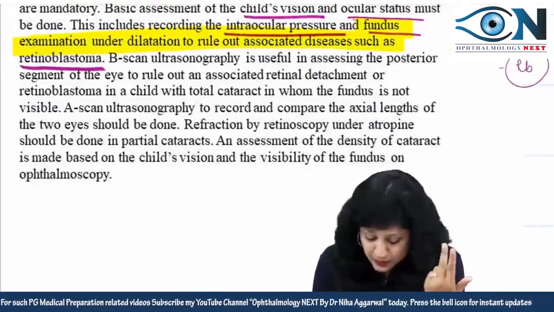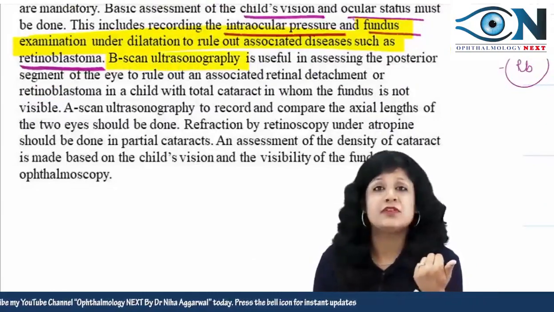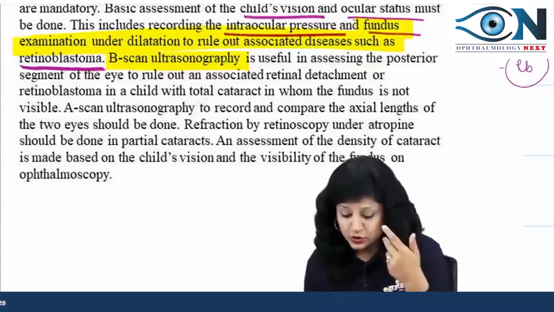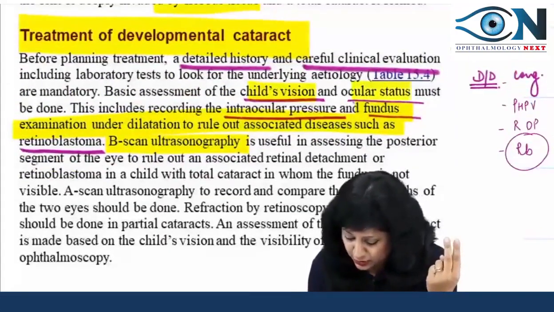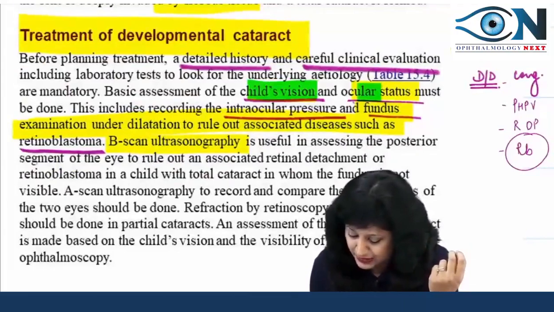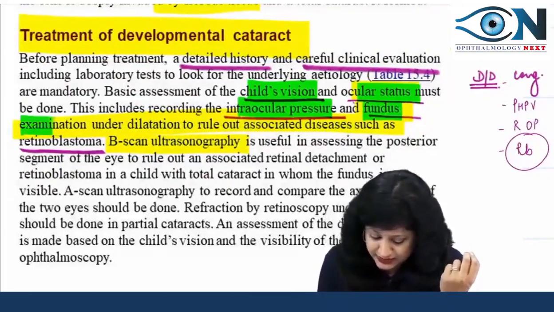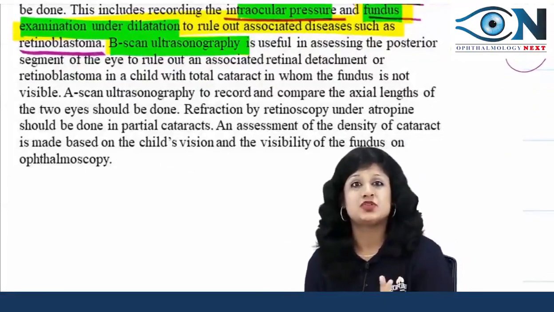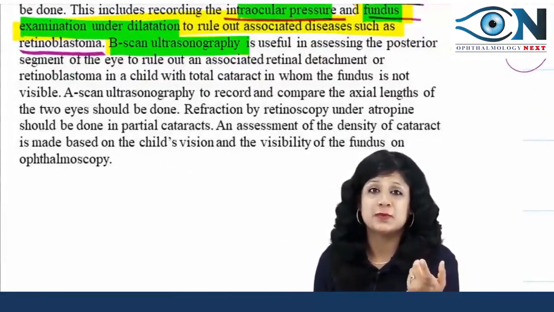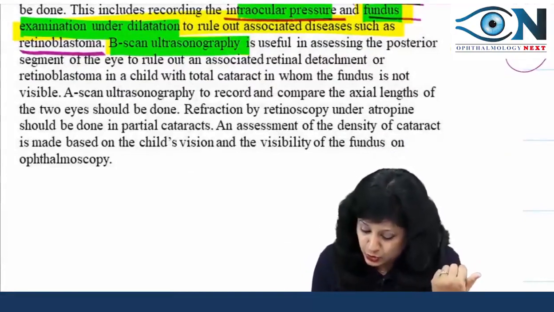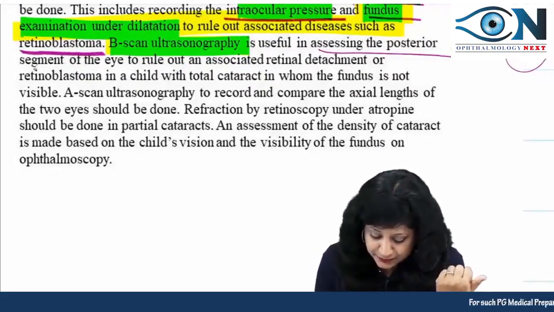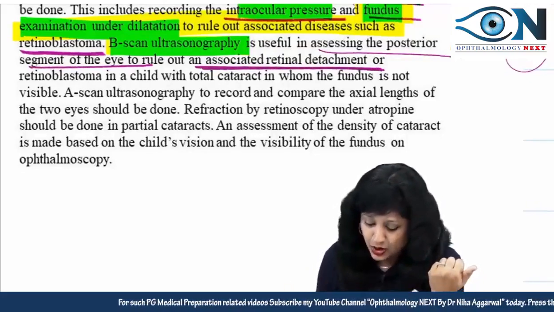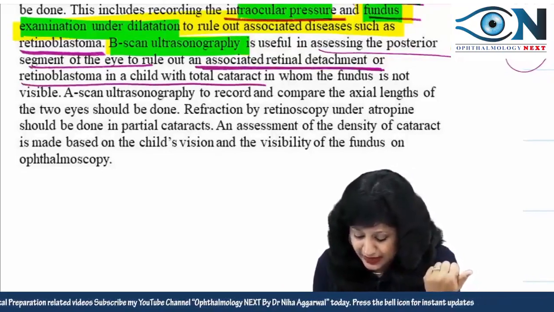In the same respect, we can also do the B-scan ultrasonography. So they can ask you that a baby is coming with leukocoria, what are the things you are going to do? I want to check the vision, I want to see the ocular status, I want to check the intraocular pressure, I want to do the fundus under dilatation, then even the B-scan ultrasound to look at the complications, because even if I have retinoblastoma, that can lead to retinal detachment. So to assess the posterior segment of the eye, we can have associated retinal detachment or retinoblastoma in a child with the total cataract.